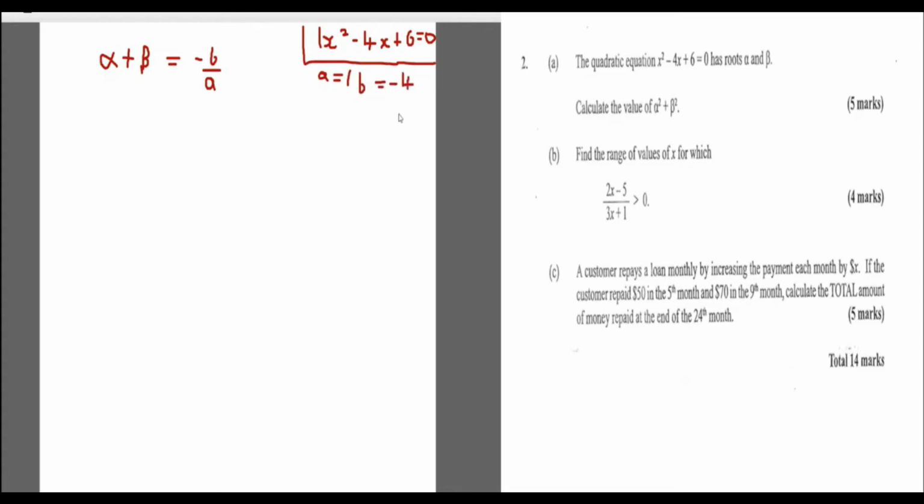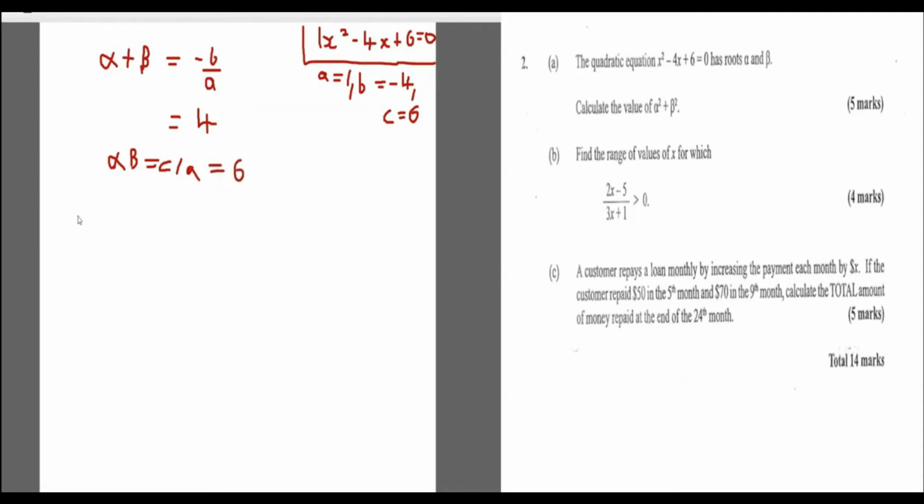You're going to need to know these formulas in order to work out the sum and the product of the roots. So alpha plus beta is minus b over a, and minus negative 4 is positive 4. So that's alpha plus beta. Now the product of the roots, alpha beta, is equal to c over a. Alpha beta is c over a, which is 6 over 1, which is 6.